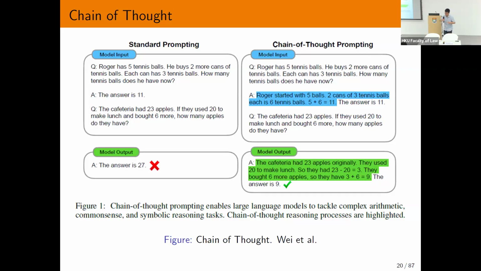And so I think some of these people, especially these people over here, had a clever idea, which is that instead of giving pairs of question and answer, why not give something a bit more? Questions and a much longer answer that gives the working. I'm not sure if this is common in Hong Kong schools, but in Singapore schools, you absolutely have these steps. You have to explain how you got to the answer. Started with 5 balls, 2 cans of 3 tennis balls, and 5 plus 6 equals 11. The answer is 11. So this was the new prompt that you put inside the data set, and then you do the training.